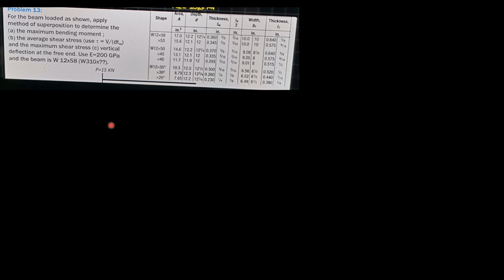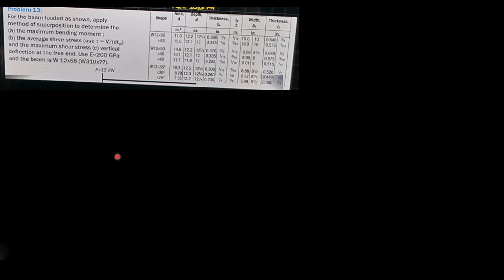we compute independently the moment caused by the 15 kilonewton load and the moment caused by the uniform load. Again, it is a cantilever beam, 6 meters long. It carries a uniform load of 5 kilonewtons per meter, plus the weight of the beam itself, which is 58 pounds per foot. So we have to convert everything there.